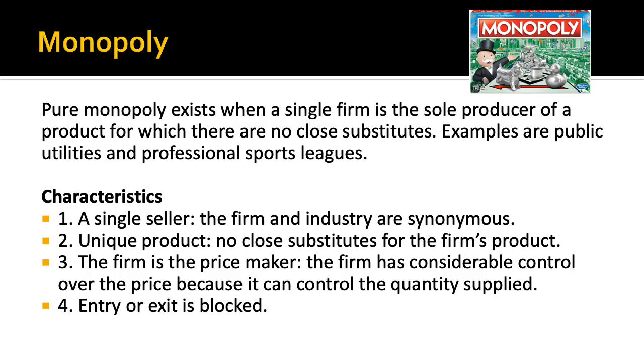Monopoly. A monopoly exists when a single firm, one firm, is the sole producer of a product for which there is no close substitute. Examples are public utilities and professional sports leagues, etc. So the monopolies are selling a completely unique product. There is no close substitute for this firm's product. The firm is a price maker, which means they have substantial control over the price.